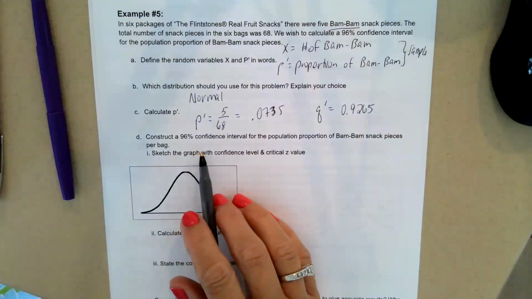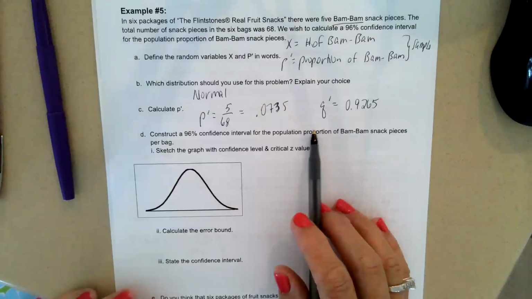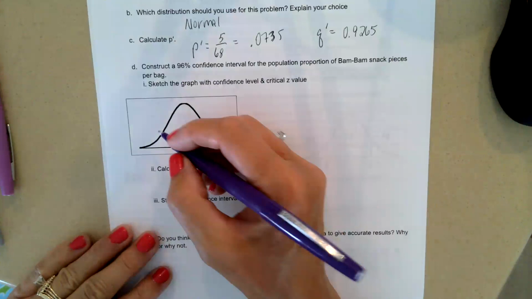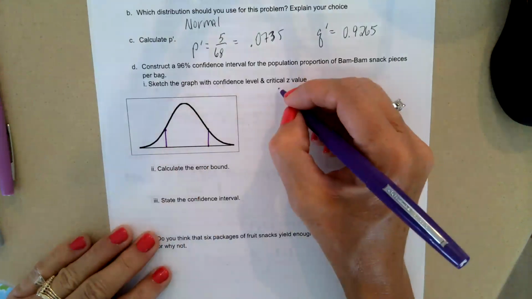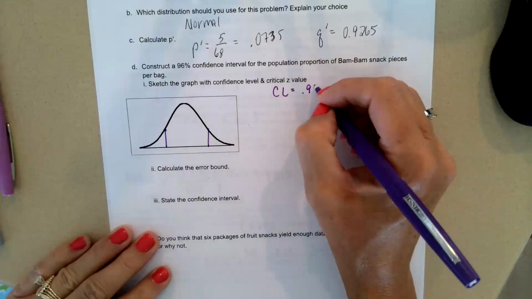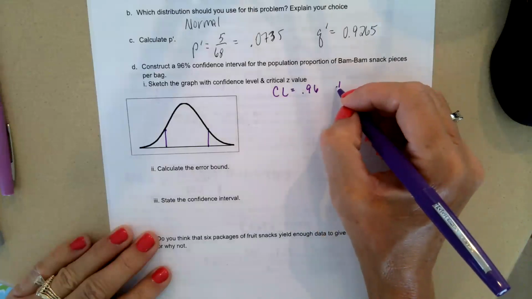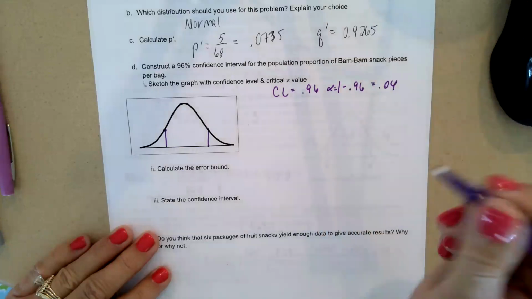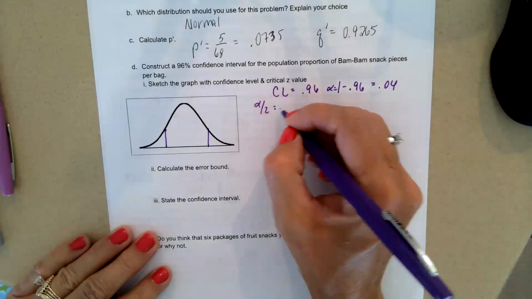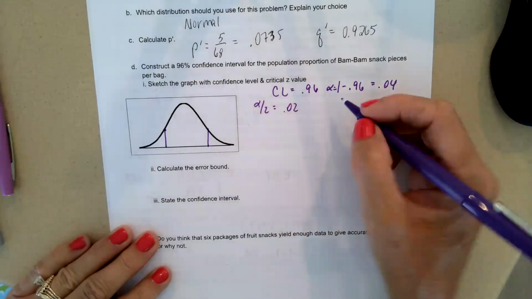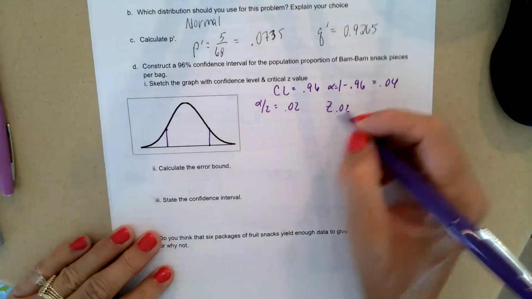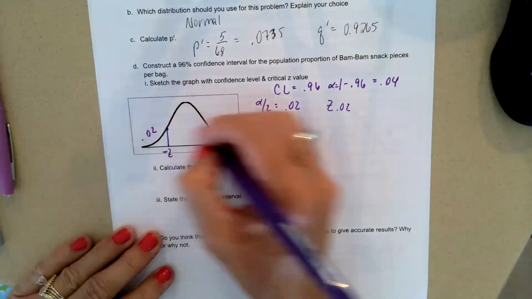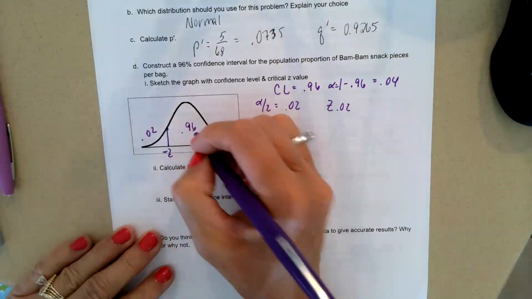Construct a 96% confidence interval for the population proportion of Bam Bam snack pieces per bag. So now the confidence level is 0.96. So alpha is 1 minus 0.96, 0.04. So alpha divided by 2 is 0.02. And so we need to know z of 0.02. So the negative z, positive z, this is 0.02, 0.02, and 0.96.